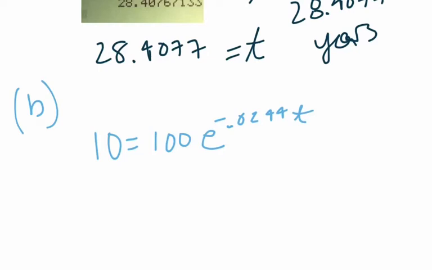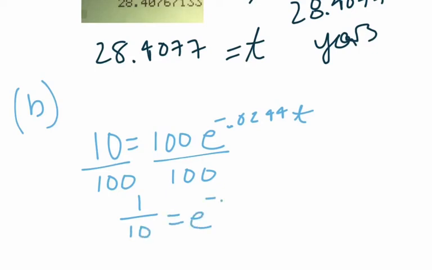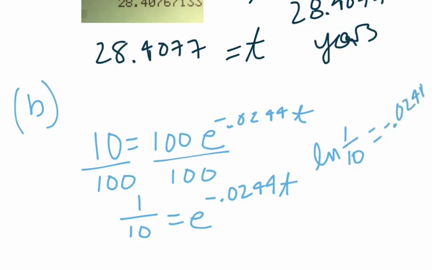So remember, using my rules of solving for exponents, I'm going to divide by 100 because I want to isolate the base. I wrote this as 1/10. So 1/10 is equal to e to the negative 0.0244t, and then I wrote it logarithmically. So ln of 1/10 is equal to negative 0.0244t, and then in order to solve, I'm going to divide by negative 0.0244.